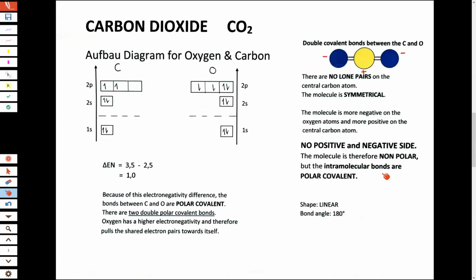The next molecule that we're going to look at is carbon dioxide. The Aufbau diagram for carbon is on the left-hand side. For oxygen, it's on the right-hand side. Carbon has got 6 electrons. It is in group 4. So it has 4 valence electrons.